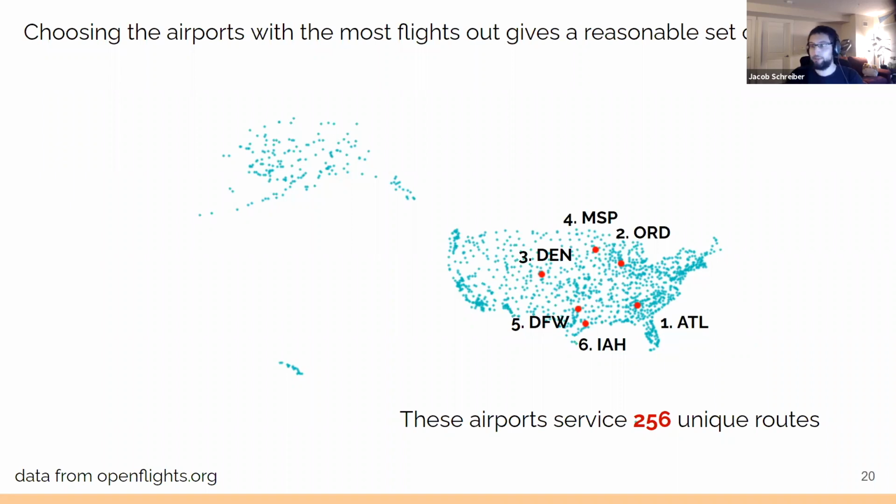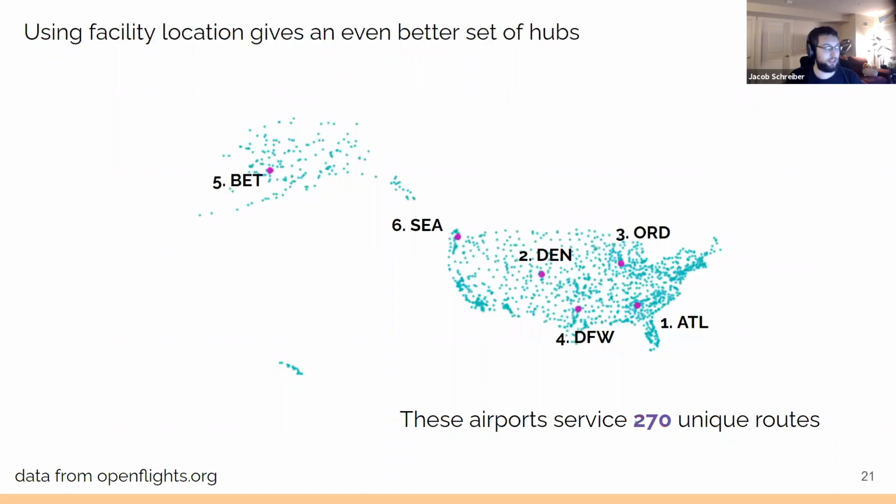But if you represent this as a graph, where all of the nodes represent airports and all of the edges are connections between those airports, you can use facility location in order to choose airports that service more unique routes. And what you get is this. You'll notice that Bethel Airport in Alaska is chosen because it services a lot of airports in rural Alaska. However, the real reason that this is a more correct placement of hubs is because it includes Seattle, which is my hometown at the time. So because it included my home, of course it had to be correct. But it also services 270 unique routes instead of 256.